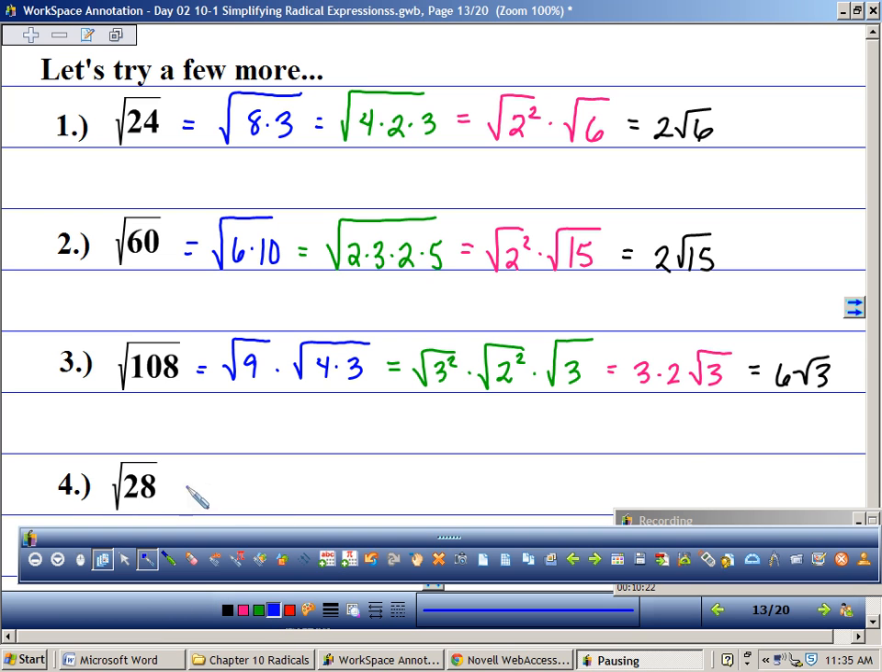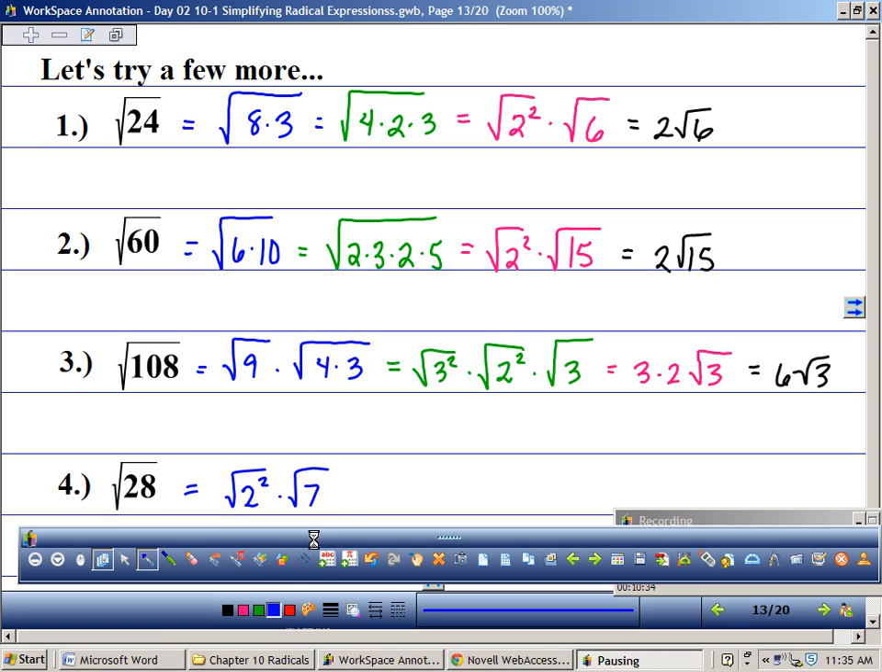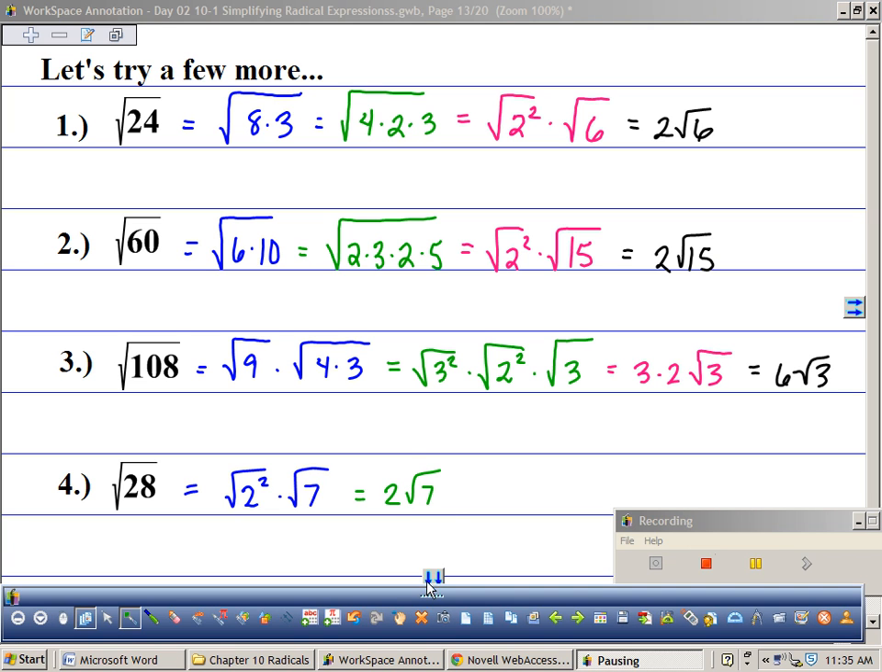Let's jump on this one. Take a leap. What's really in here? 7 times 4 isn't 4 squared. So isn't it 2 squared times radical 7? Which equals 2 radical 7. Is that too much of a leap? A little bit?